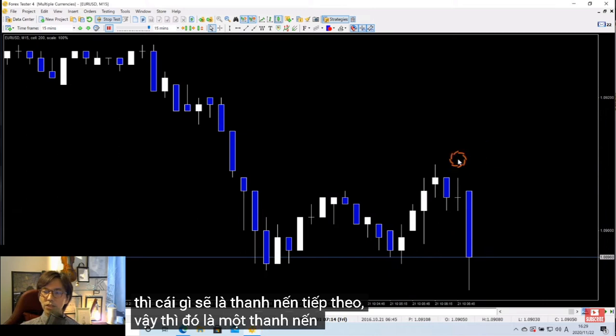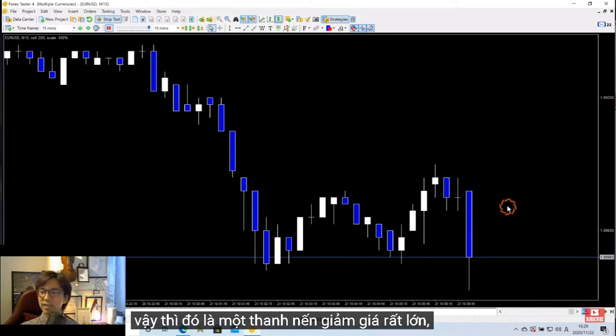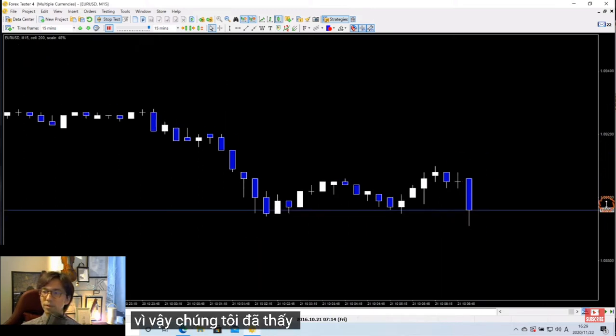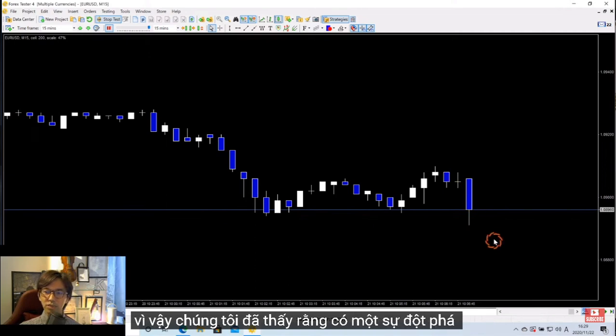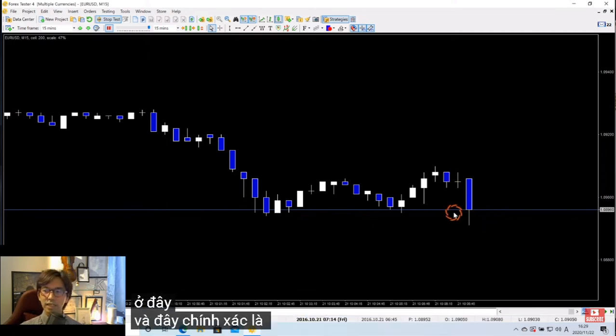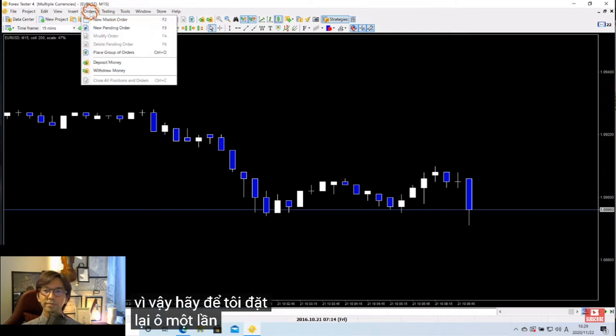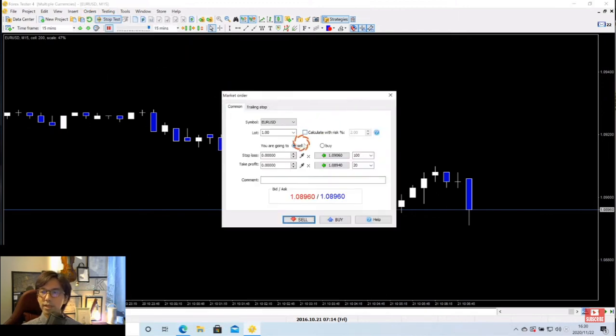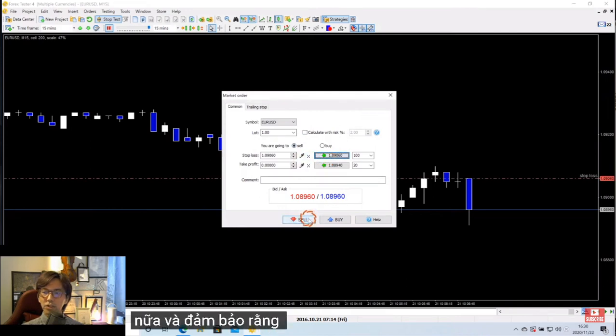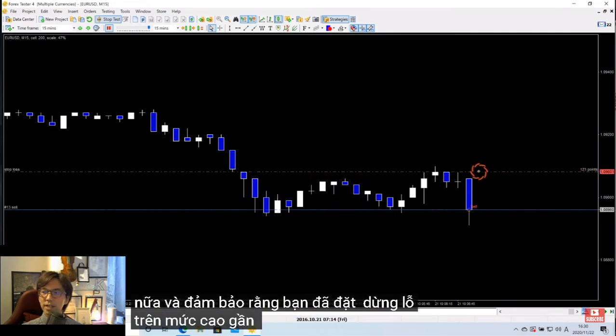Wow, so that was a big, huge bearish candlestick. So we saw that there was a doji breakout here, and this is exactly where I place a sell. So let me place the sell again. Okay, and make sure you put the stop loss above the recent high.